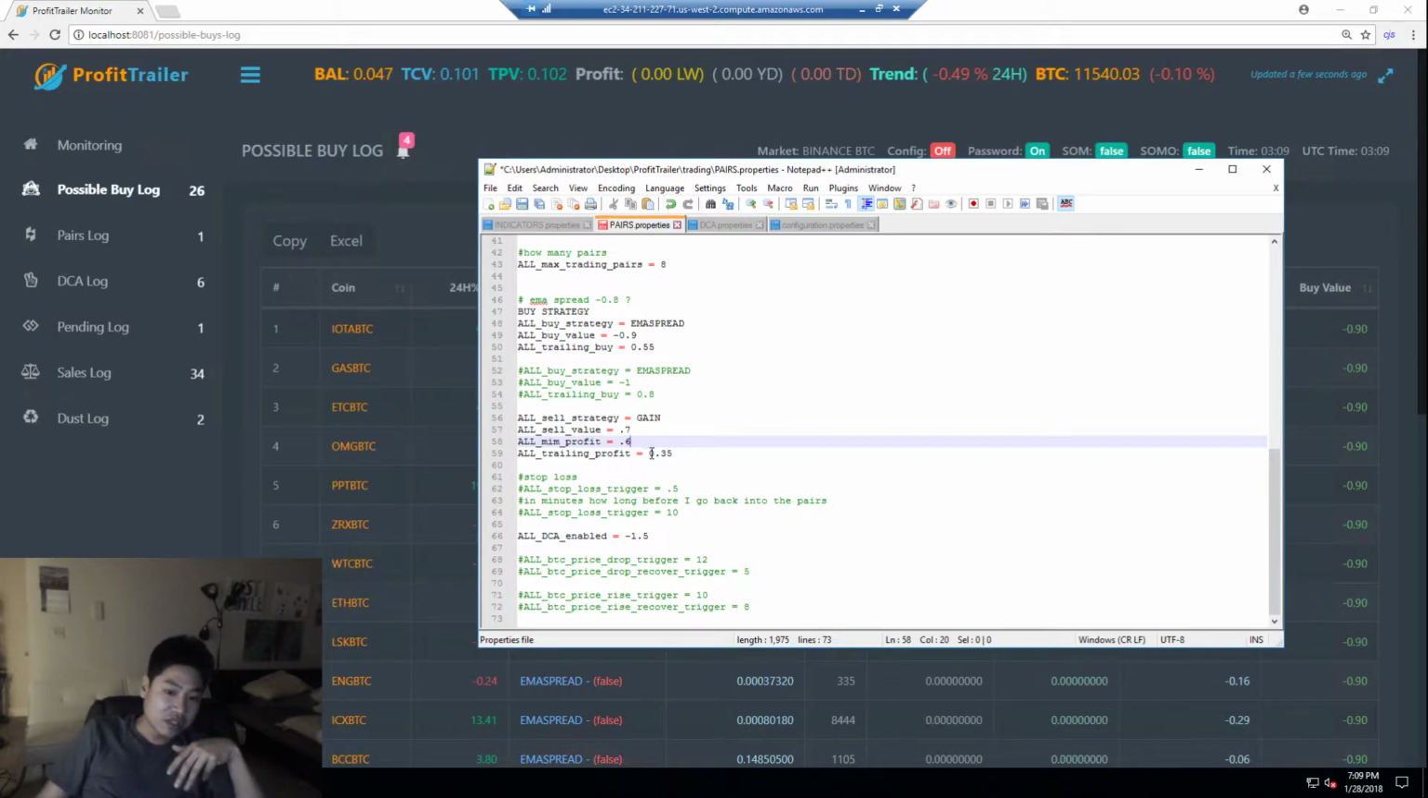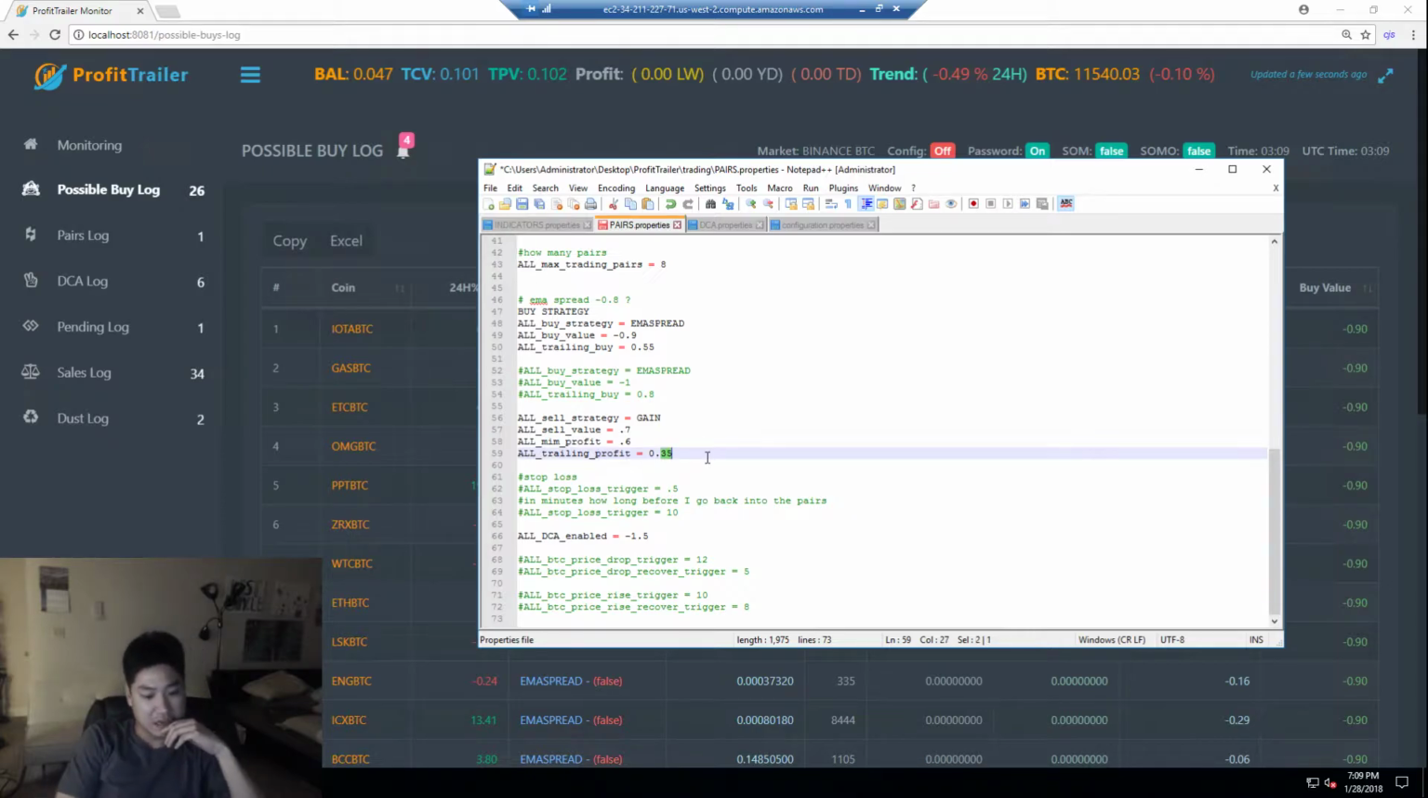So the larger this number here is, the more volatility I could look into and go up. Okay, so if I had this at 0.5, I could take a lot of volatility before I make my sell, but then I might make a sell all the way down back to 0.6. All right, so that's why I have it at 0.35. Very, very conservative. I just want to make my sales.